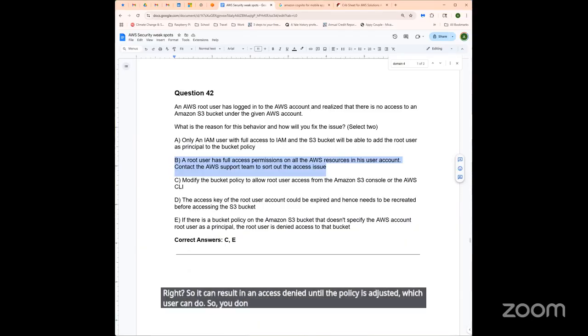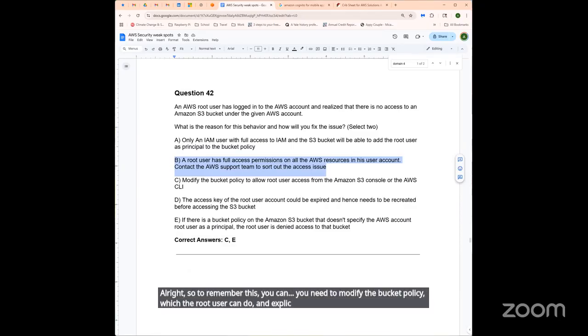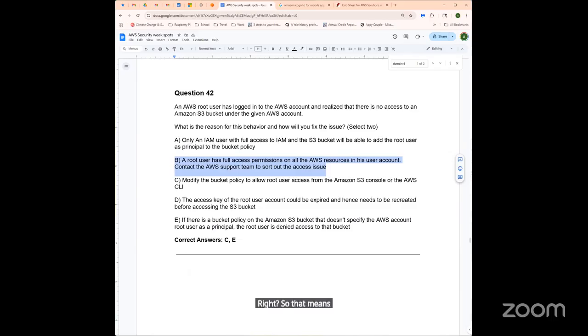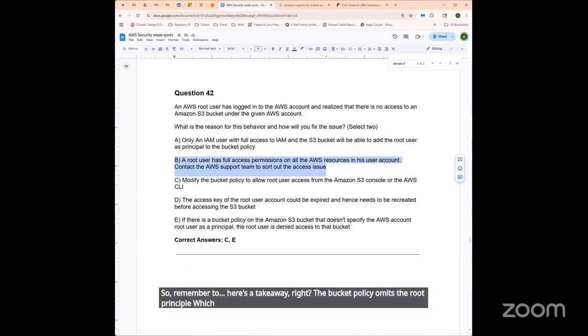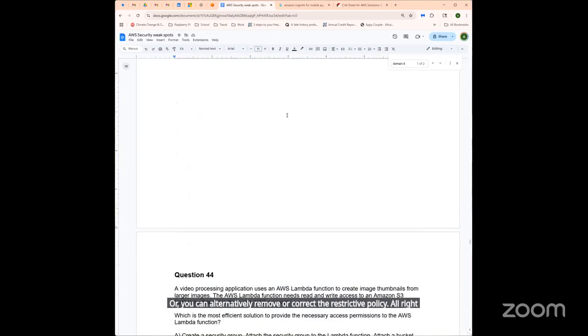So you don't need to contact AWS support to do that, but it just won't explicitly allow. So to remember this, you need to modify the bucket policy, which the root user can do, and explicitly allow access. And then the root user can be implicitly blocked if it's not specified, right? So that means you have to be specific about it. Here's a takeaway: the bucket policy omits the root principal, which effectively blocks the root from accessing the bucket. But the root can resolve this. You amend the policy to explicitly permit access to root user ARNs, or you can alternatively remove or correct the restrictive policy.